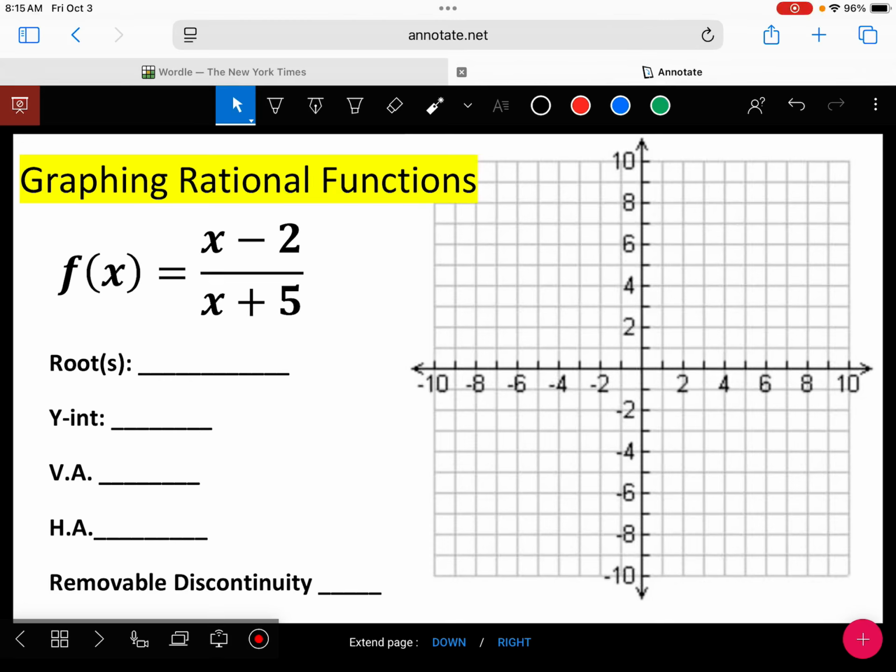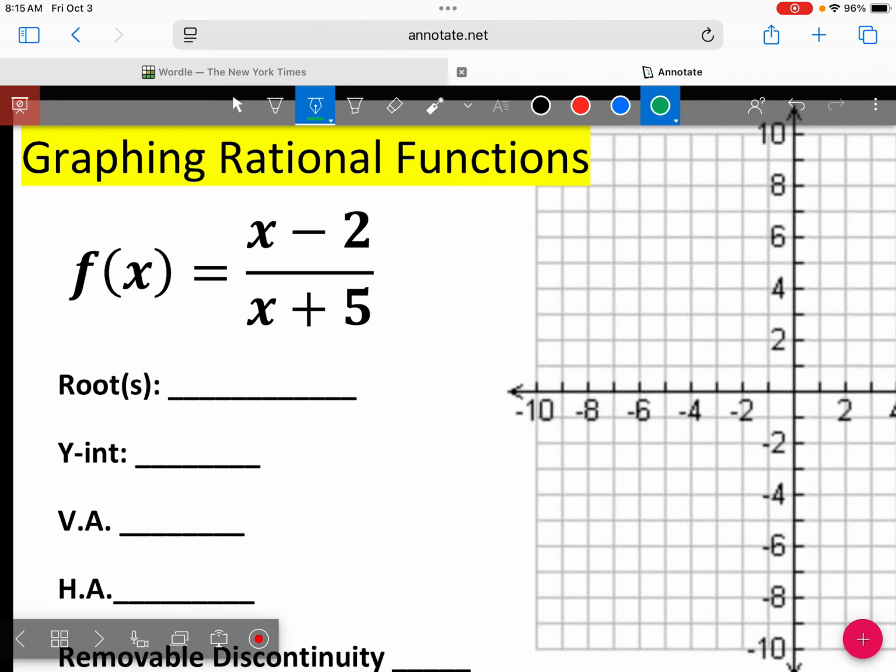First thing is roots. Roots is the same thing as your x-intercept. Anybody remember from the video? Where do we find that? I heard it. What'd you say? The numerator. Good. So you're going to take this, set that equal to 0. So this comes from the numerator.